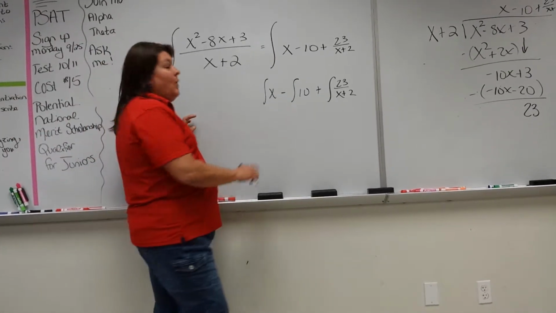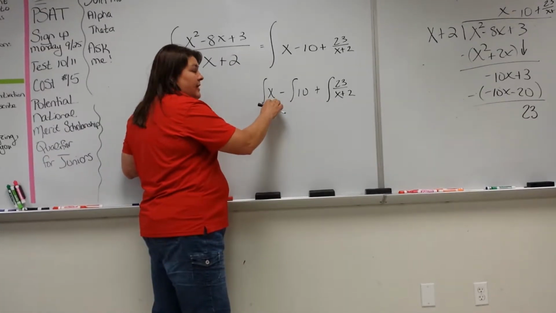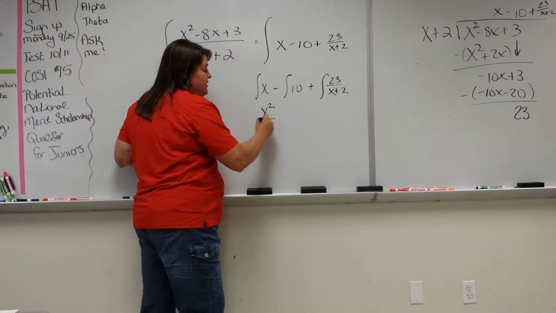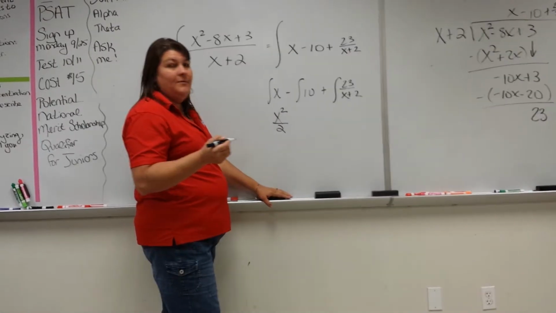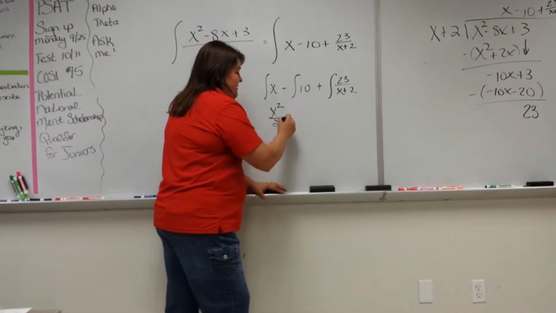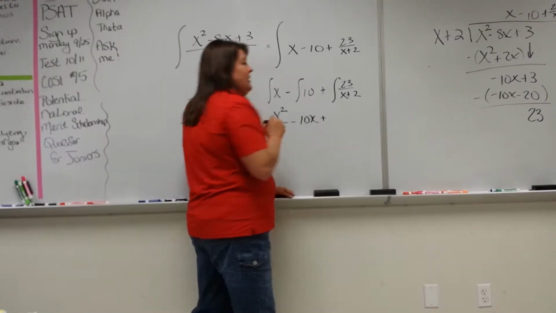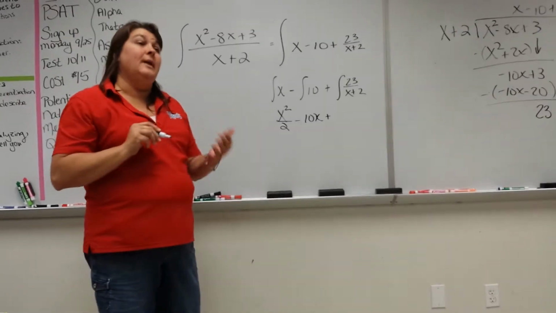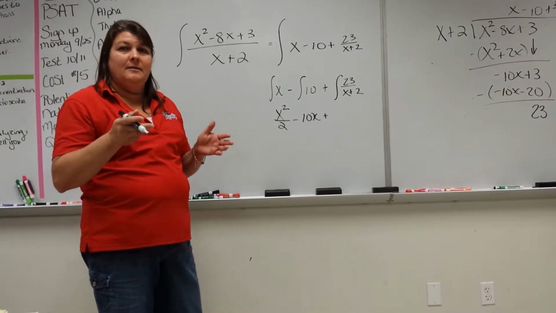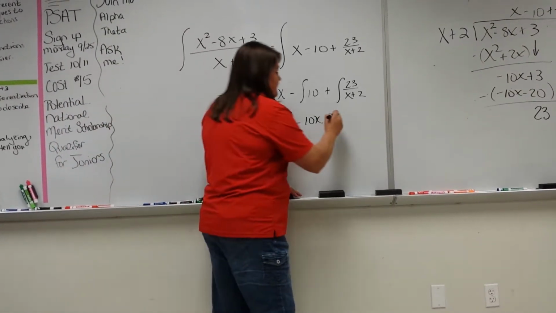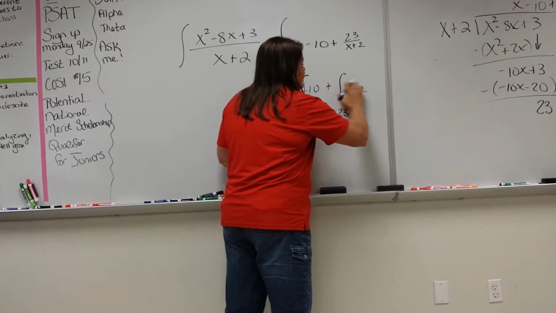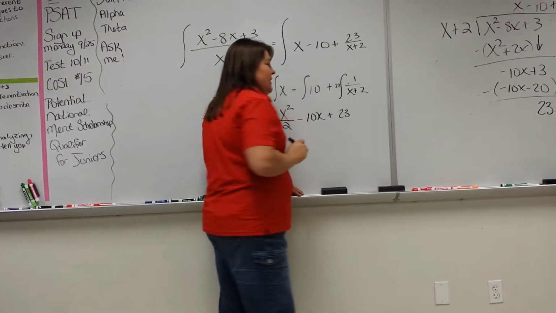So what is the integral of x? Well, it's x squared over 2. Easy enough. What's the integral of 10? 10x. Minus 10x. And then, how do we handle this? Well, the 23 is just going to go for the ride. Okay, 23 is in my way. ln. I'm going to put a 1 there and put the 23 out here so I can see it.